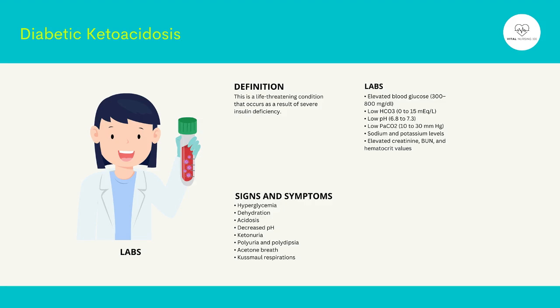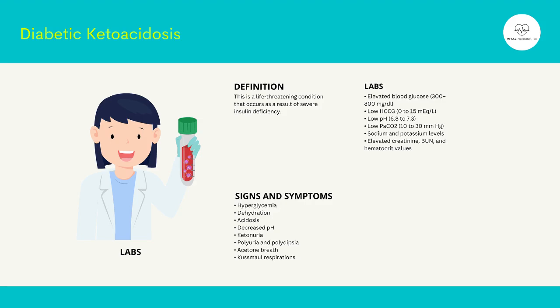Now let's go over important labs, as they will reflect the following: a blood glucose level in the range of 300 to 800, a low serum bicarbonate level 0 to 15, a low pH 6.8 to 7.3, a low partial pressure of carbon dioxide, 10 to 30 millimeters of mercury.